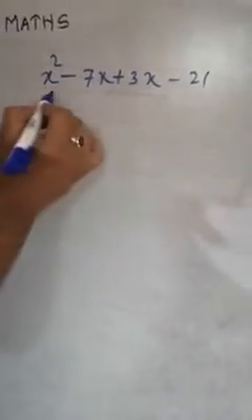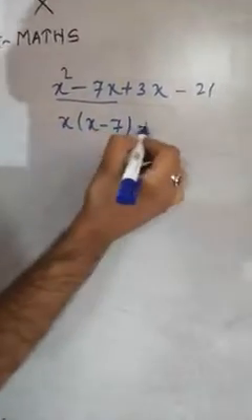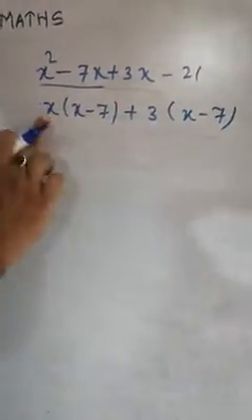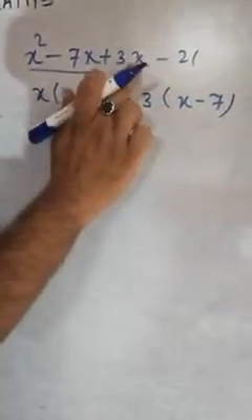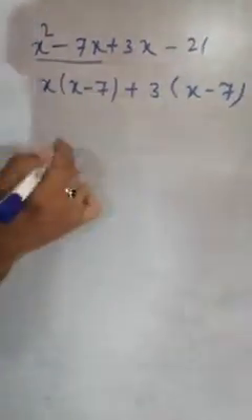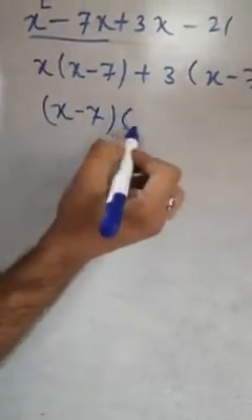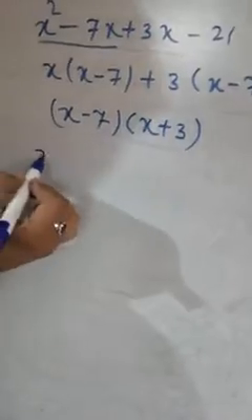Now I have to take common. So from common will be x minus 7, here 3x minus 7. Now x into x square, x into minus 7, 7x. The 3 into x, 3x. 3 into minus 7, minus 21. So x minus 7 and x plus 3 are the roots of the equation. Now you find the value of the x.